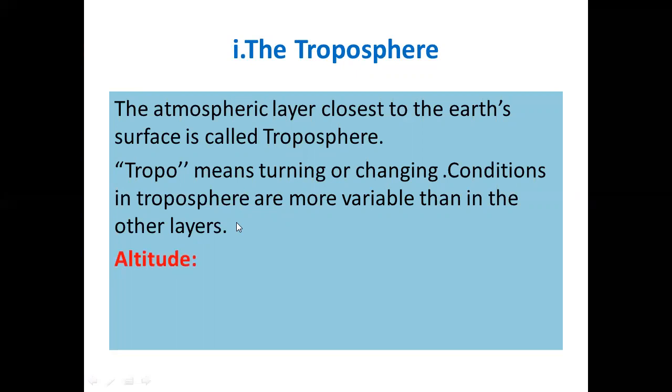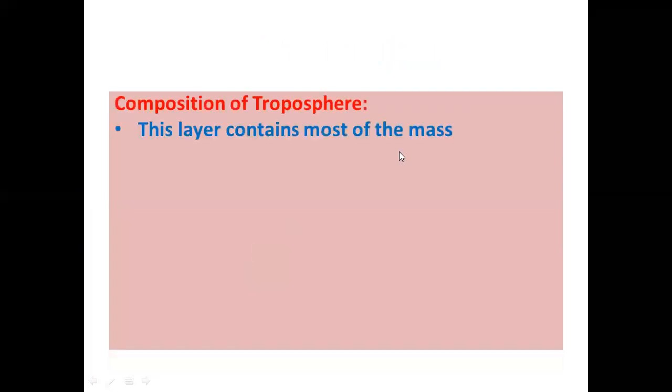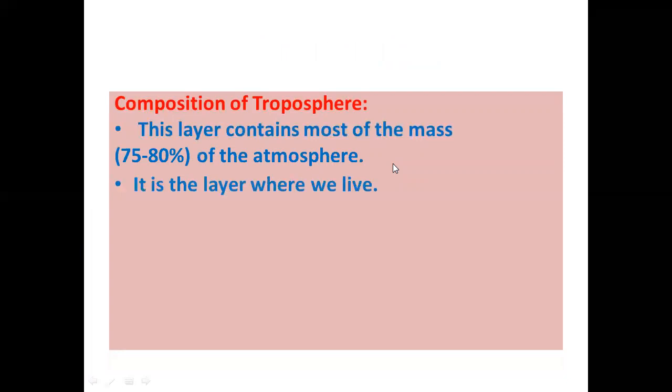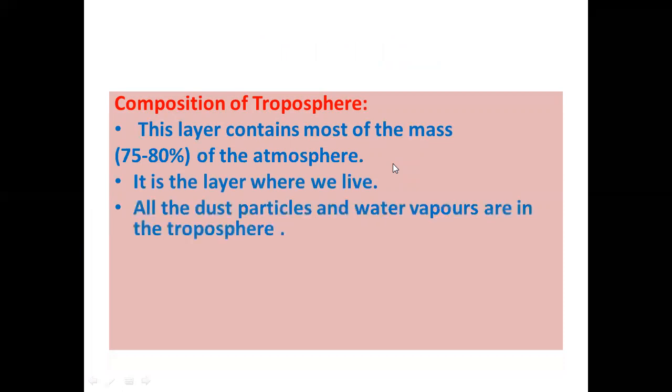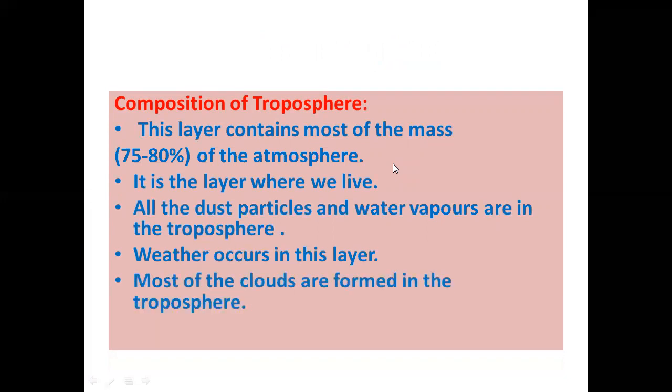Altitude, what is the altitude of this layer? From the Earth's surface till 12 kilometers is the altitude of this layer. And then composition of troposphere: this layer contains most of the mass, like 75 to 80% of the atmosphere. It is the layer where we live. All the dust particles and water vapors are present in the troposphere. Weather changes occur in this layer. Most of the clouds are formed in the troposphere. Aircrafts fly in this region. Also, they go to the stratosphere, but mostly they fly in this region.